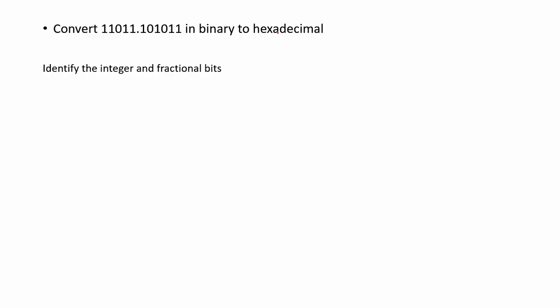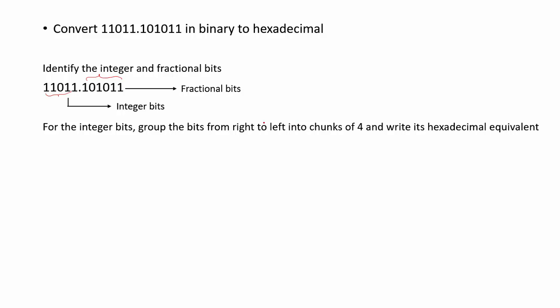The first step is to identify the integer and fractional bits. The given number in binary is 11011.101011. The integer bits are all those digits that are to the left of the decimal point or the radix point, and the fractional bits are those digits that are to the right of the radix point. So these 5 digits are your integer bits, and these 6 digits are your fractional bits. Let us see what is the second step.